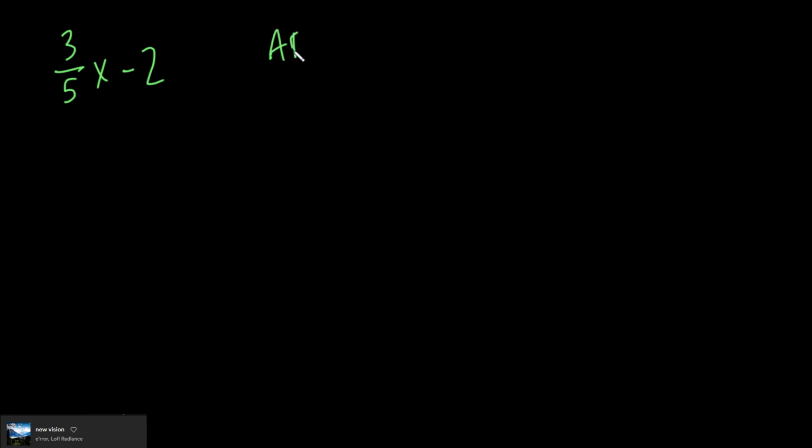So A, B, C and D, E and F, and G and H. So I have to break this down into 4 steps. So let's look at A and B first. So line A and B, I have 2 points. You can refer to the graph on the question.